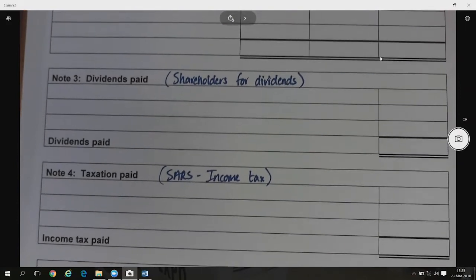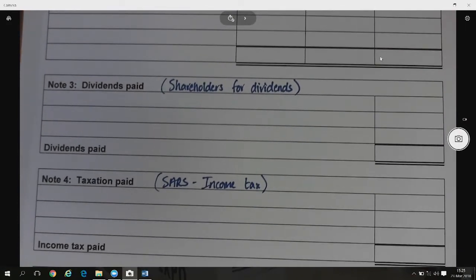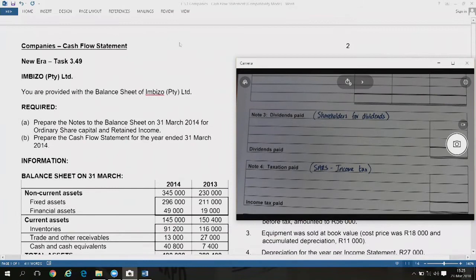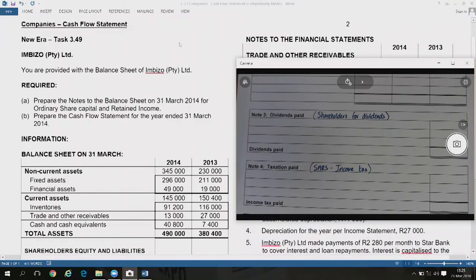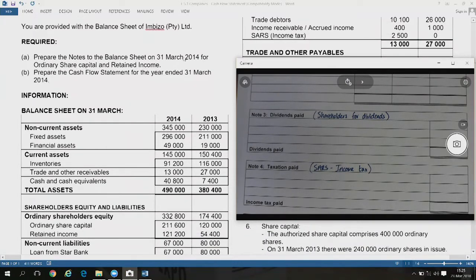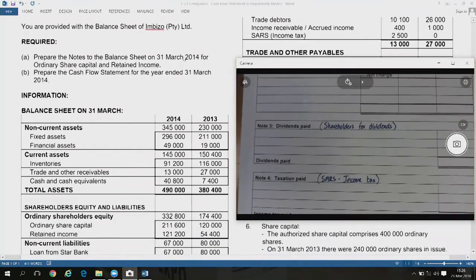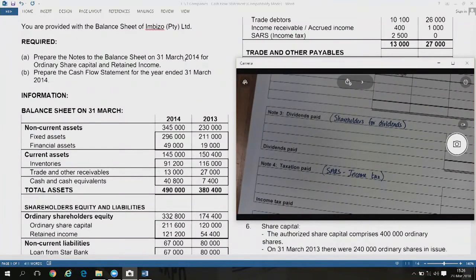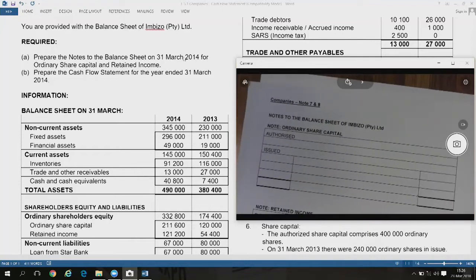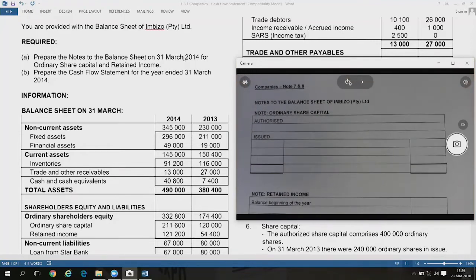Okay. I think we must start working. I've got an activity from New Era, like I said, and that is task 3.49 from the New Era, BSU Pty Limited. Prepare the notes to the balance sheet on the 31st of March 2014 for ordinary share capital and retained income. We did a lot of notes. I am going to do this one quickly, because we're not used to this note being with the cash flow statement, but it can happen. Then prepare the cash flow statement for the year.